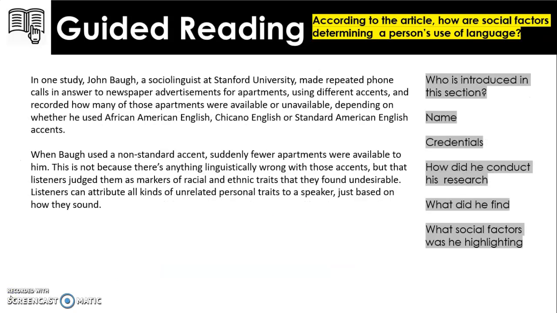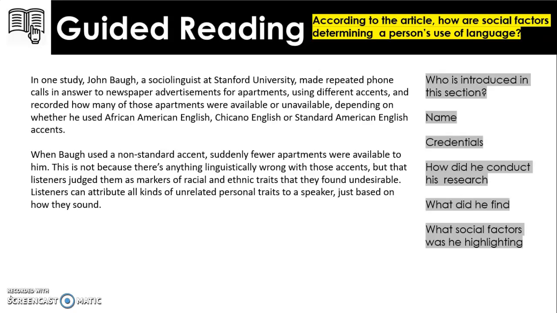Okay, so just quickly reminding us of our yellow anchor point up there. How are social factors determining a person's use of language? So actually there's a hint that social factors, your ethnicity, your class, your age, your gender, will impact on your use of language. The bigger problem is how that impact will create a different response in people that potentially can create a positive or negative bias.